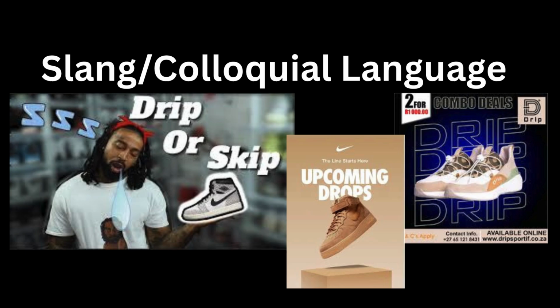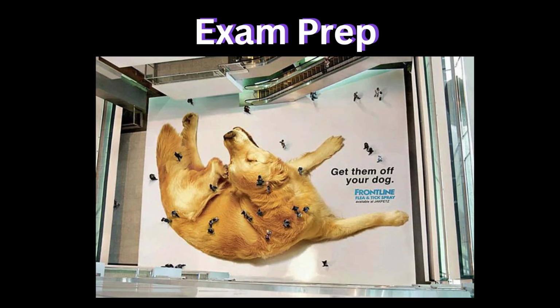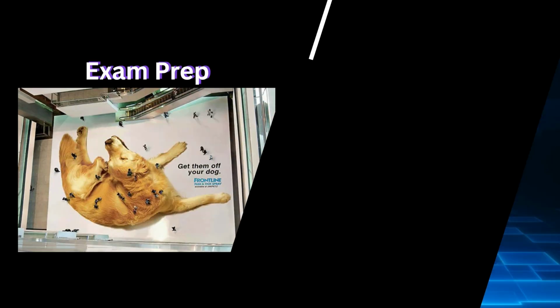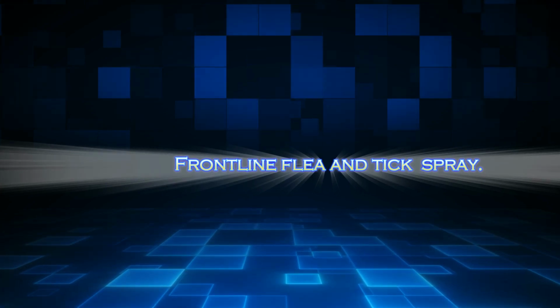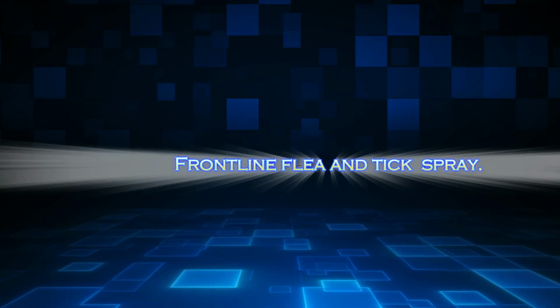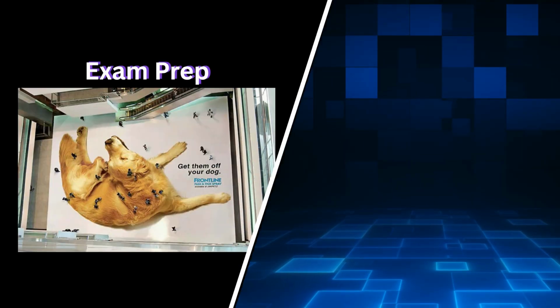with younger audiences. Let's break down this advert using the same skills you'll need in your English Home Language Paper 1 exam. First up, what is being advertised? This is an advert for Frontline Flea and Tick Spray, a product that helps pet owners protect their dogs from parasites. Next, who is the target audience?